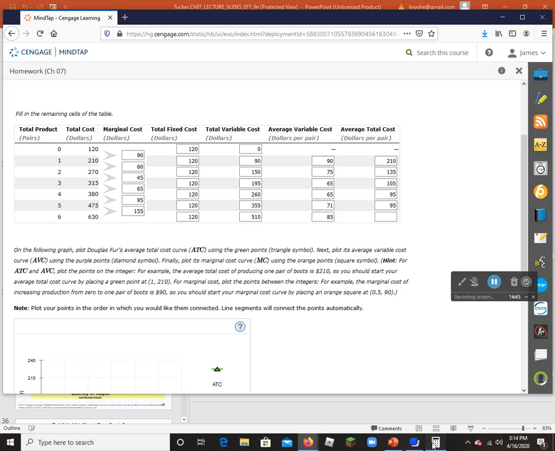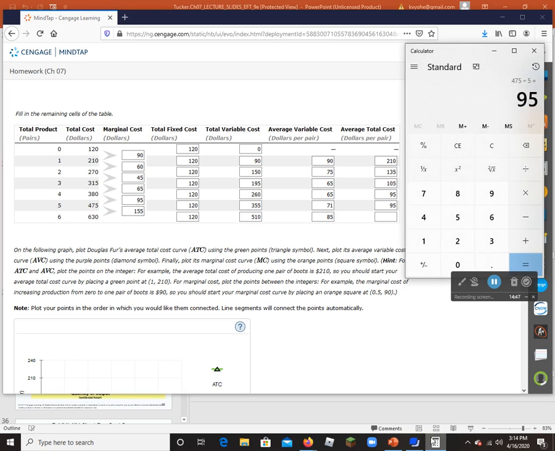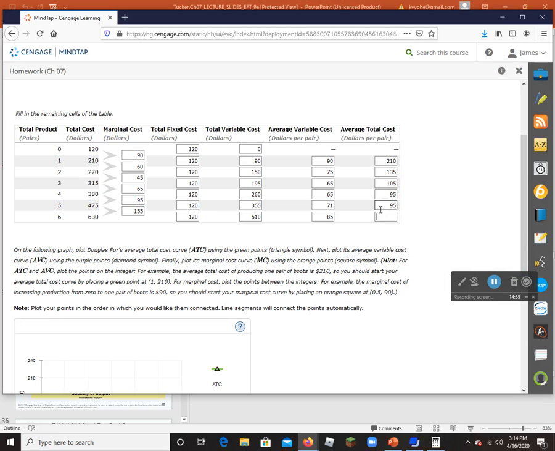So here we have 6 units of output. Total costs are $630. So we take 630 divided by 6, and I've got 105. And there are your calculations. You have to memorize those equations, but it's really easy.